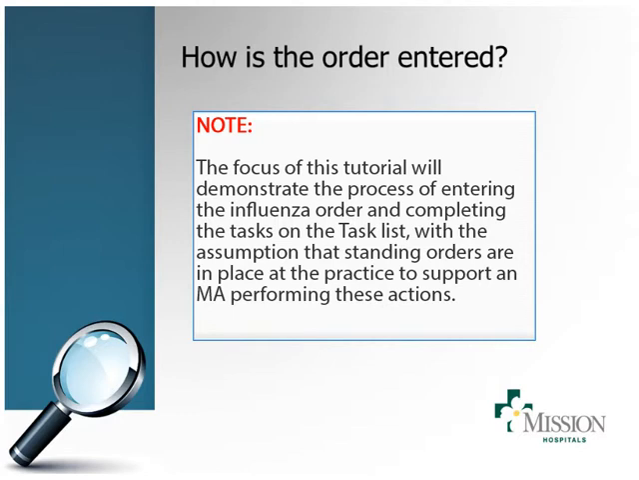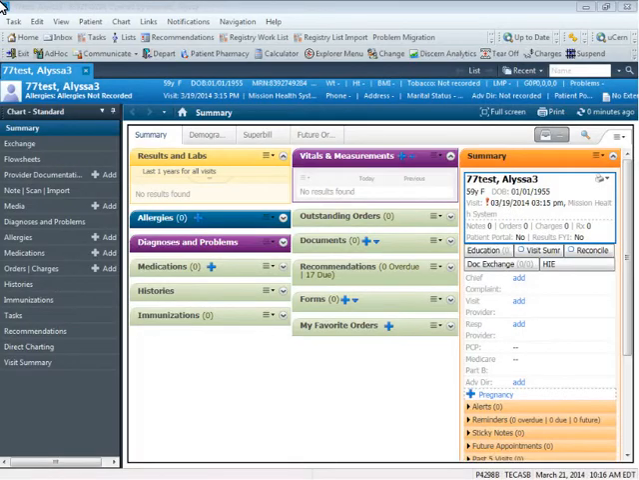It is important to note the focus of this tutorial will demonstrate the process of entering the influenza order and completing the tasks on the task list. The assumption is that standing orders are in place at the practice to support an MA performing these actions. A standing order allows the assistant to enter the influenza vaccine order directly in the order section of the EMR.